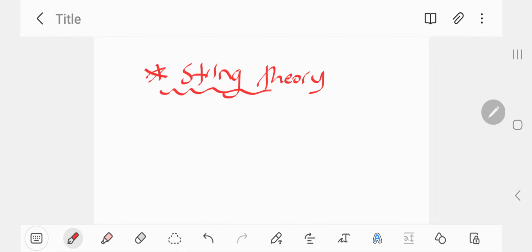So string theory is a possible answer in terms of unifying all the known forces, all the known particles and gravity into one framework, into one grand unified theory. So it's a possible GUT for short, as physicists call it. GUT stands for Grand Unified Theory.